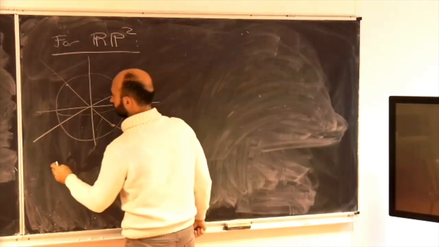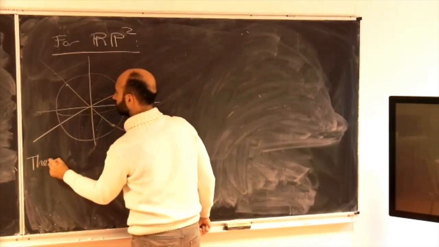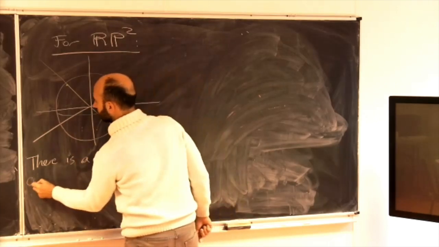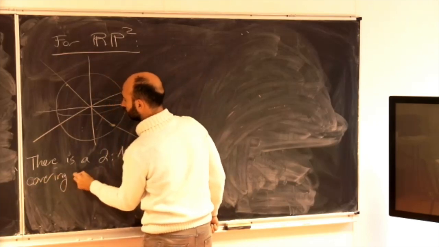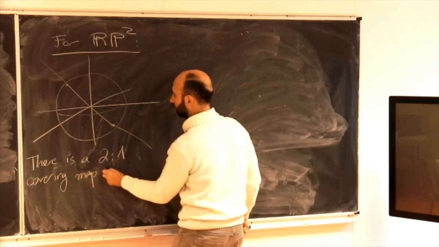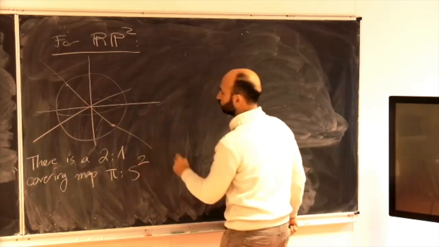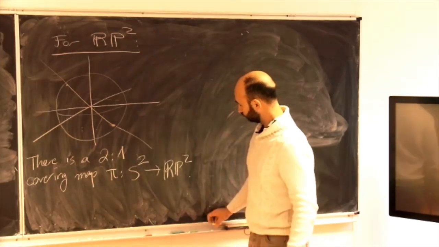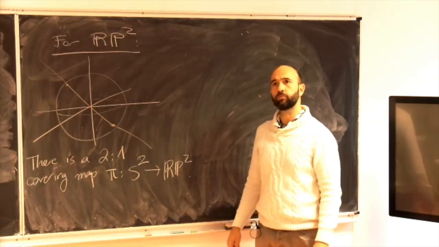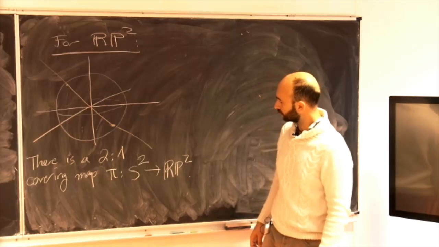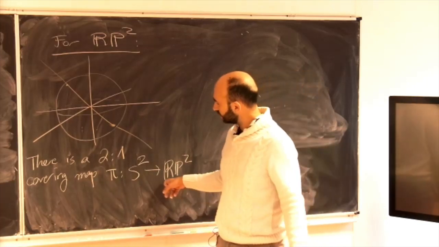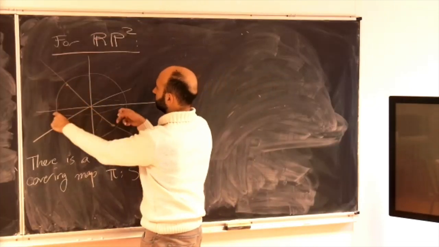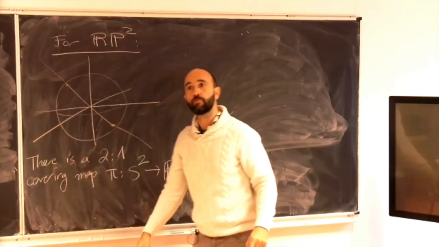So this tells you that there is a 2-to-1 covering map from the two sphere to RP2. Right. So every point has precisely two preimages, which is a pair of antipodal points. So once you move the subspace, this pair of antipodal points moves.